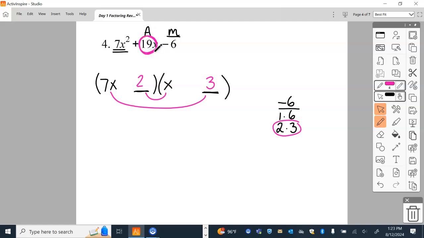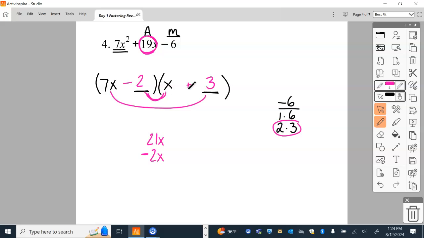So let's see if we did it right. 7x times 3 is 21x. And then our inside, 2 times x. Hey, look, 21x and 2x, is there a way we could get these to 19? Yeah, absolutely, if the 2 was negative.